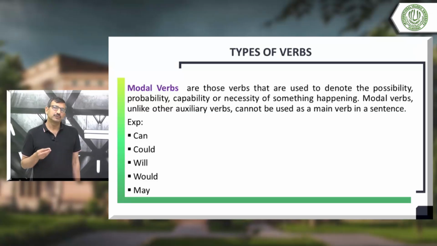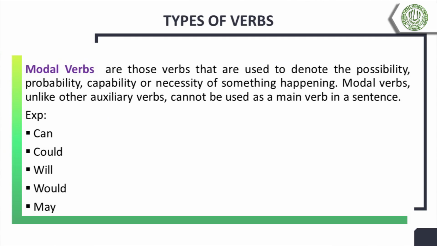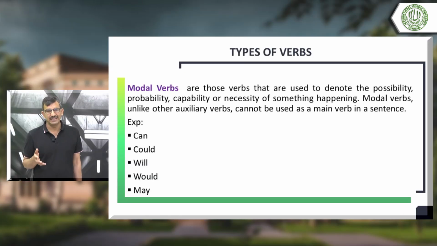The second category of verbs are modal verbs. Modal verbs are used for the possibility, probability, capability or necessity of something happening. Modal verbs, unlike auxiliary verbs, cannot be used as main verbs in a sentence. The examples of modal verbs are can, could, will, would, shall, should, etc.